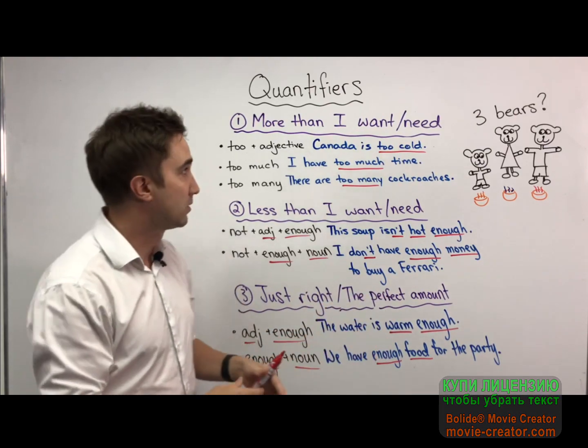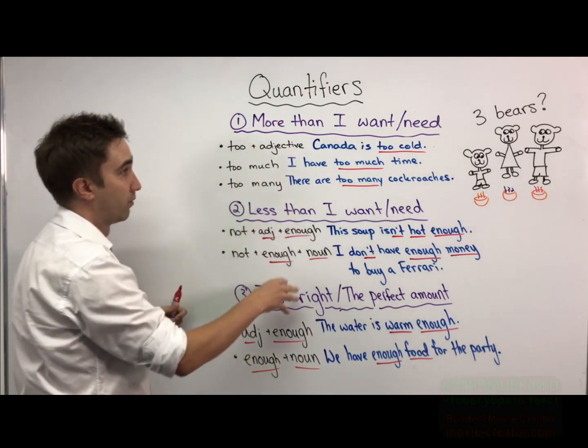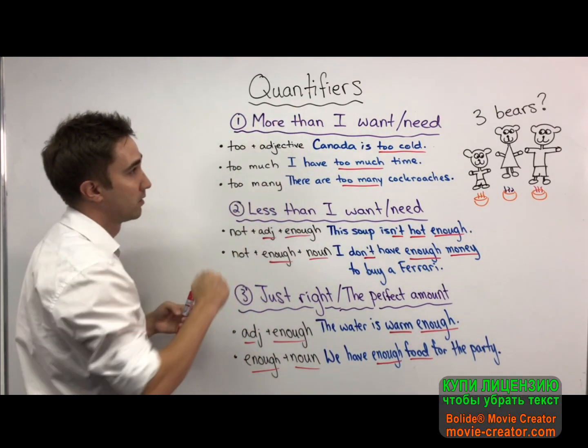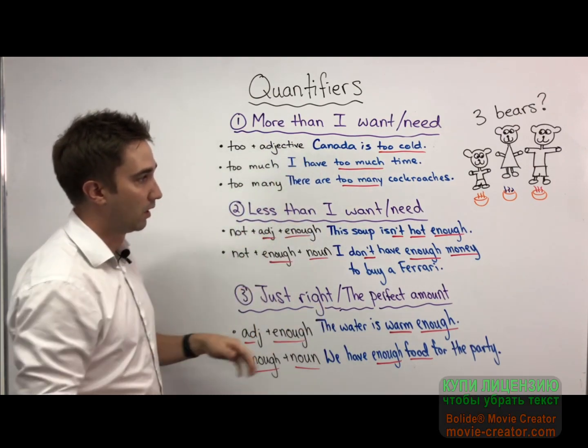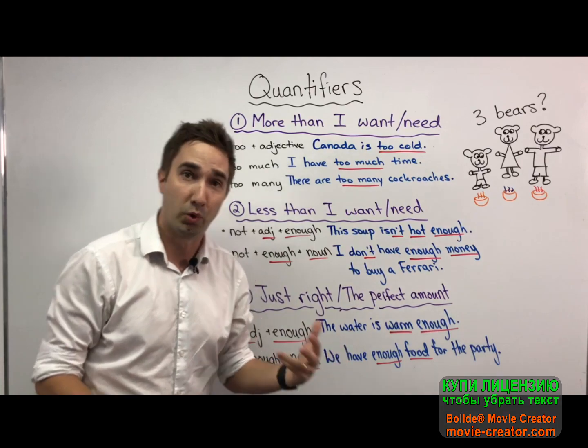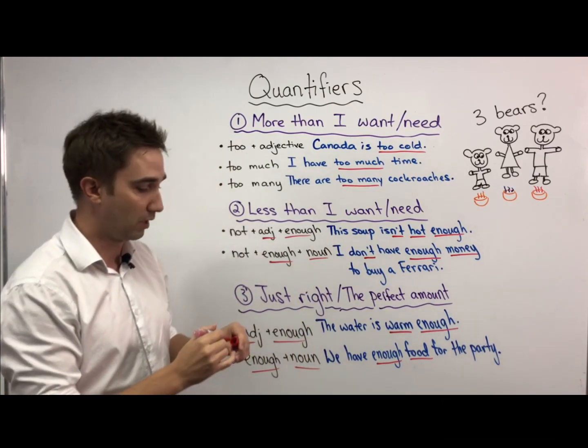Okay? So that's pretty much 3 ways that we can use quantifiers to say more than I want, less than I want, or just the right amount. Again, the verb or the adjective is really important, so that changes the meaning. So be careful with that.